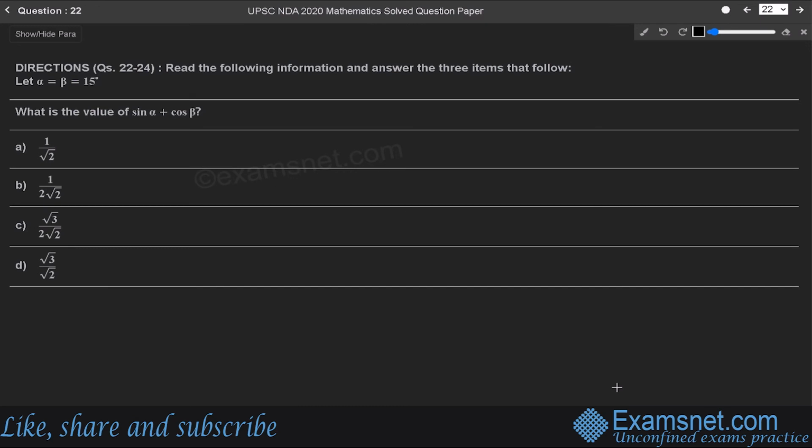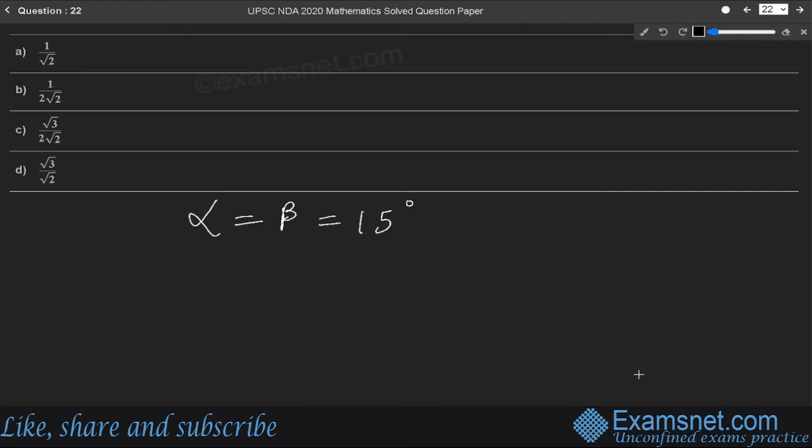Next question is, read the following information and answer the 3 items that follow. Again, the directions for the 3 questions are the same, and the given values are alpha equals beta equals 15 degree, meaning alpha and beta are both equal and they are equal to 15 degree. We have to find the value of sine alpha plus cos beta.